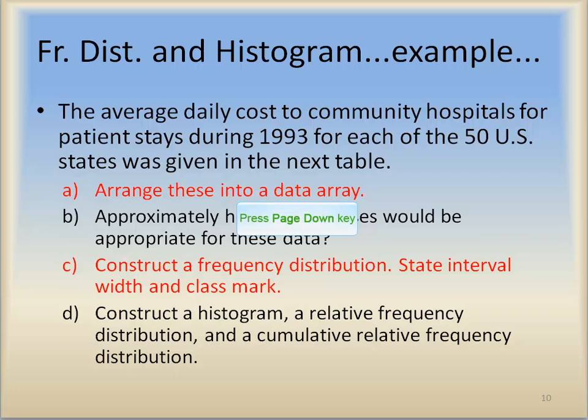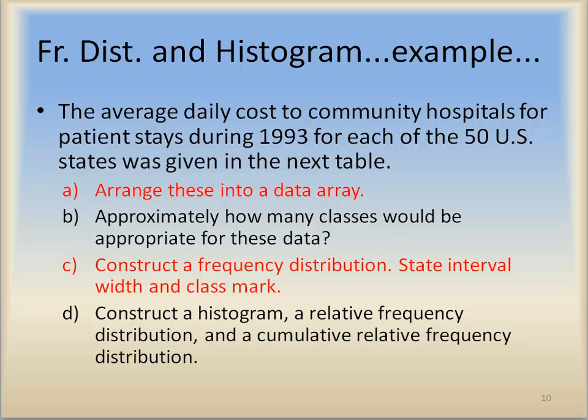Let's look at an example and see how easy it is to deal with these, because sometimes only through examples things can actually fall into place like a puzzle. The average daily cost to community hospitals for patient stays during 1993 for each of the 50 US states is given in the next table, and we're asked to do the following. A. Arrange these data into an array.